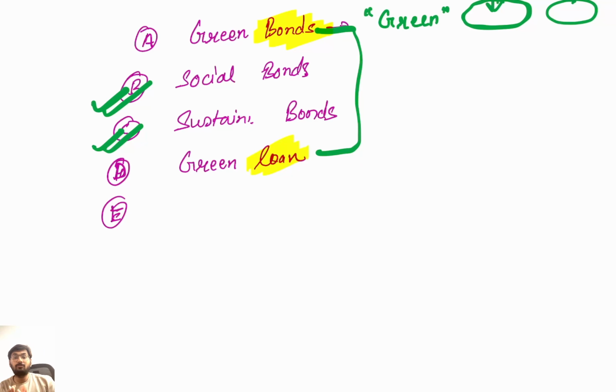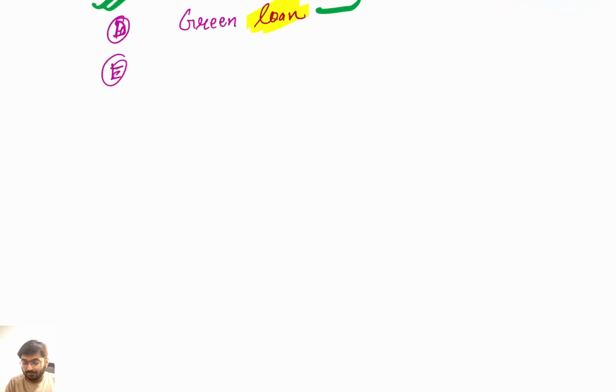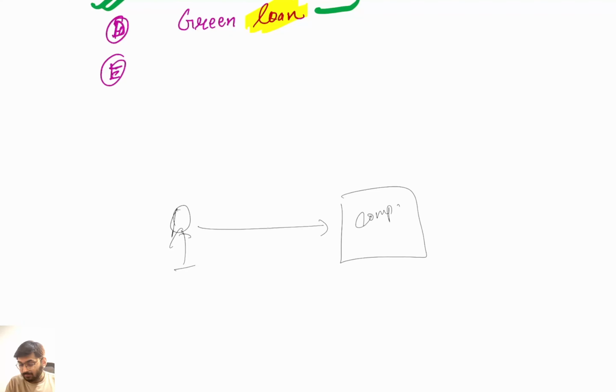Clear? And the fifth one is the sustainability linked bonds or loans. Over here I have discussed it earlier as well. Suppose I am an investor and I have given you the money. You are a company. Clear? And this is sustainability linked, meaning if you reduce your carbon emission, then they will pay a lower interest rate.